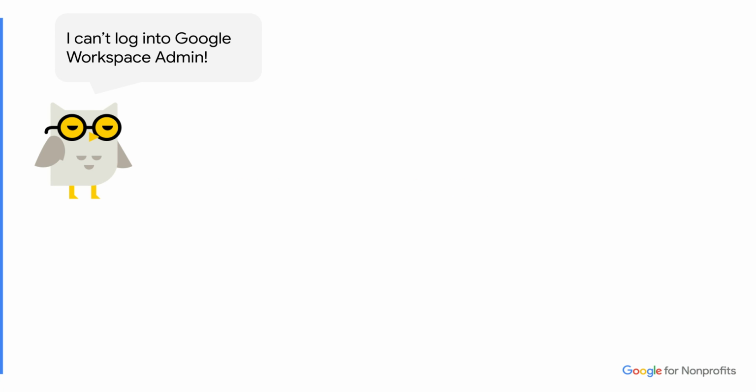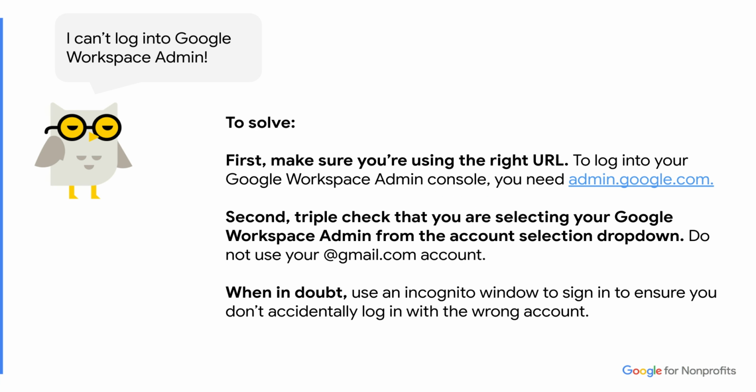What about if you can't log into Google Workspace Admin, that admin console? So first, make sure you're using the right URL. To log into your Google Workspace Admin console, you need admin.google.com. Your Google for Nonprofits account is not where you administer Google Workspace for your organization. Second, triple check that you're selecting your Google Workspace Admin from the account selection dropdown. So make sure you're not trying to use a Gmail account, or you're not using maybe a different account by accident. And when in doubt, we highly suggest using an incognito window to sign in to ensure you're not accidentally logging in with the wrong account.